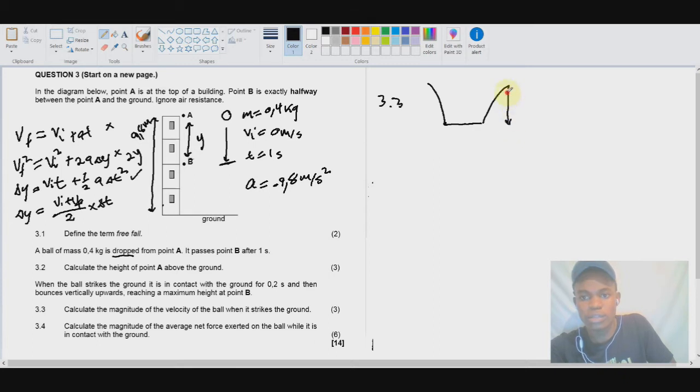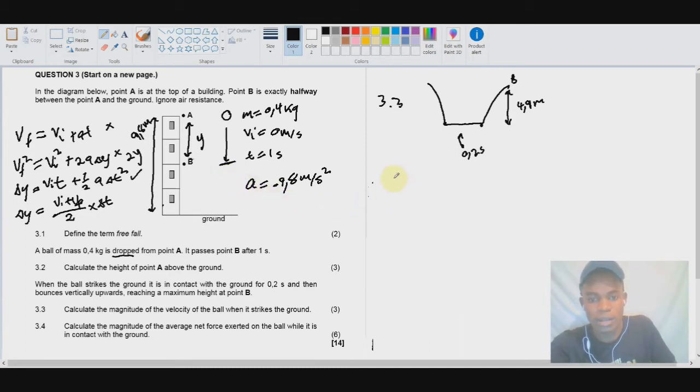So here we get the height, it's 9.8. You divide that by 2, you get 4.9 meters. So point B is located 4.9 meters away from the ground. Here this time elapses, we have 0.2 seconds. Now when a ball strikes the ground and the time elapses, we call that an impulse.